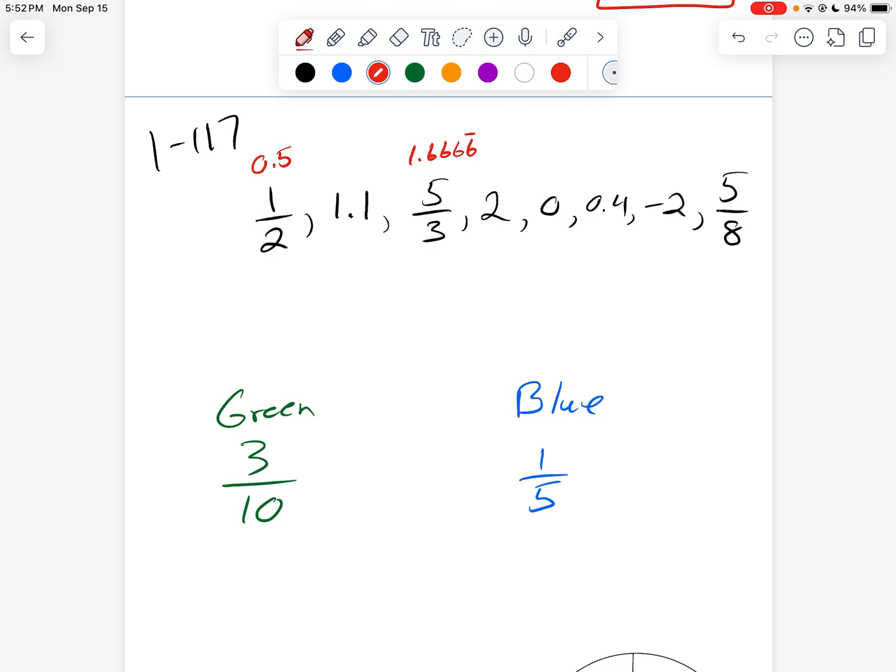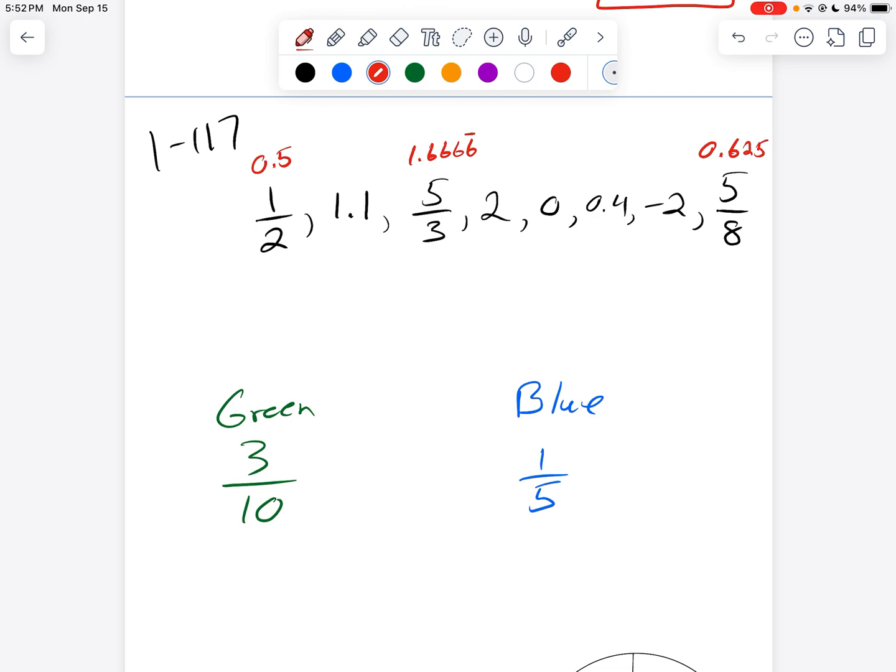2 I'm going to leave alone, 0 I'm going to leave alone, 0.4 I'm going to leave alone, -2 I'm going to leave alone. Because technically I could make all of those decimals by doing like 2.0, 0.0. That one's already a decimal, -2.0. So I don't really need to worry too much about those ones. Now the last one here, 5/8, that is going to be 0.625. And that's it. It's not a repeating decimal. It's actually that terminating decimal that we talked about before.